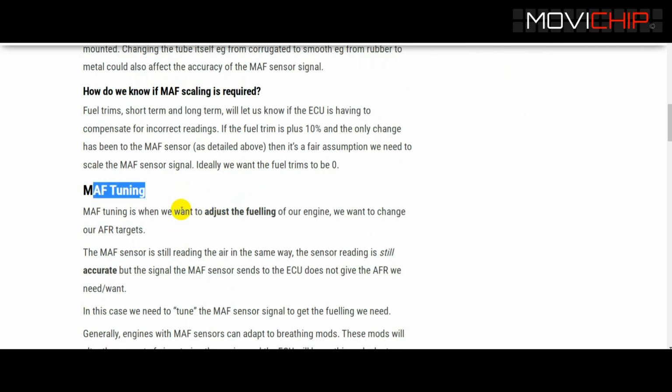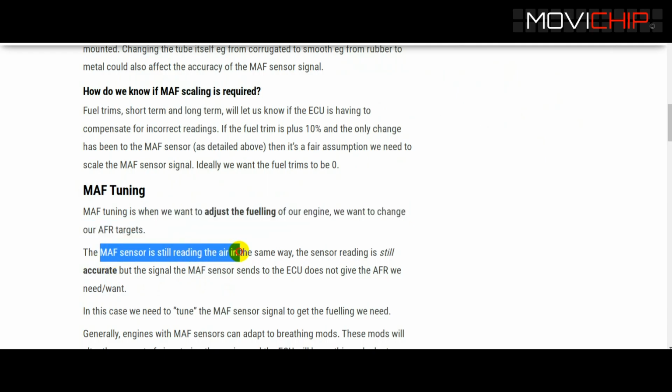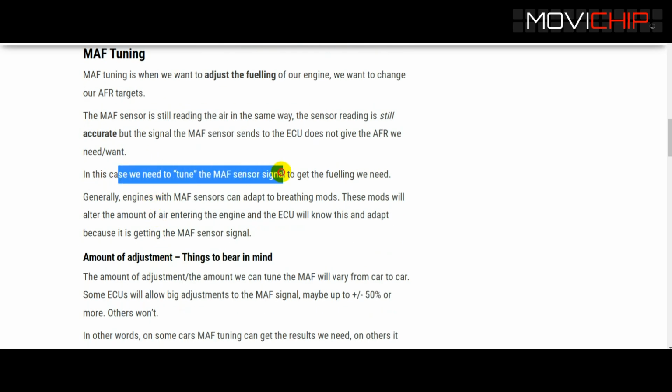MAF tuning is when we want to adjust the fueling of our engine. We want to change our AFR targets. We want a different AFR to what the engine ECU wants. The MAF sensor is still reading the air in the same way. The sensor reading is still accurate, but the signal the MAF sensor sends to the ECU does not give us the AFR that we want under those conditions. In this case, we need to tune the MAF sensor signal to get the fueling that we need or want.